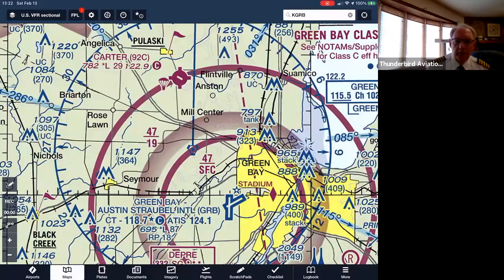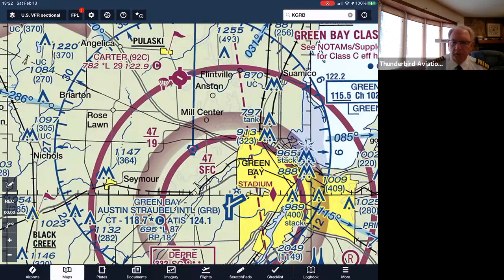So we're going to need 3-152, 3 miles visibility, 1,000 above, 500 below, 2,000 horizontal. But as far as the Class C airspace is concerned, if we're flying between Carter Airport and Seymour at 1,500 feet, do we have to talk to anybody in the Class C airspace? And the answer is no. If you're below the Class C airspace or outside the outer boundaries of the Class C airspace, you don't have to talk to anybody.